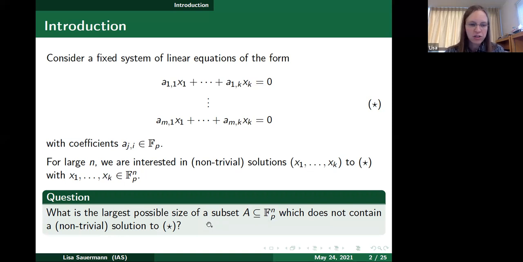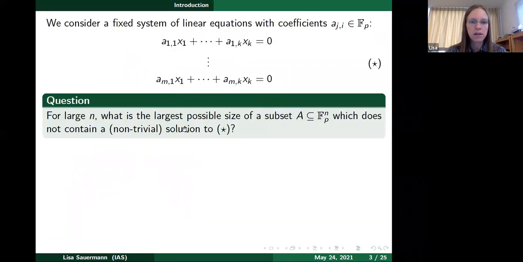A very natural extremal question is to ask how large we need to make the set A in order to be able to solve the system. Or to phrase this question differently, we can ask what's the largest possible size of a subset A of F_p^n in which we can't solve the system. So, what's the largest possible size of a subset A of F_p^n which doesn't have a non-trivial solution to the system star here.